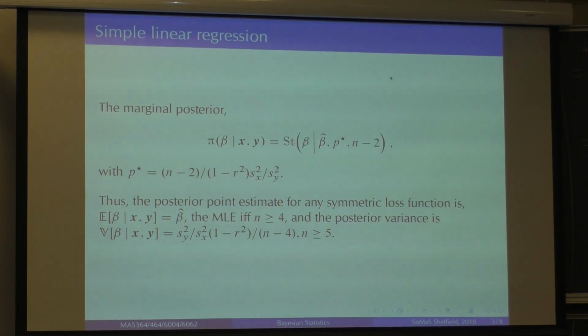So in principle, you could use the maximum likelihood estimator as a point estimator if you're being a Bayesian and you're using Jeffreys prior, only if you have 4 or more observations, and you get a variance if you have 5 or more observations. Okay?